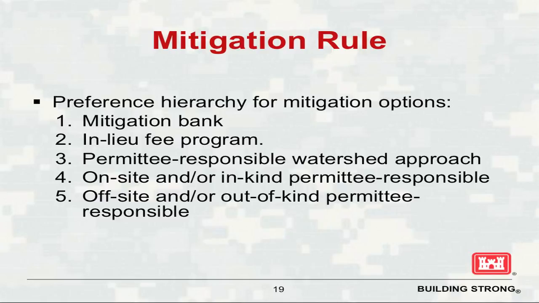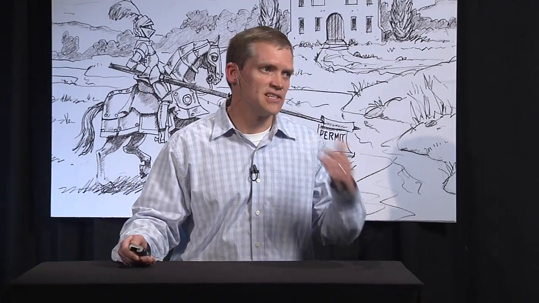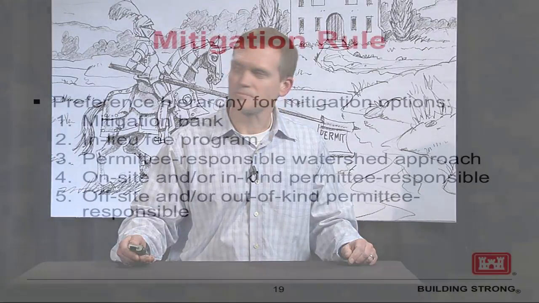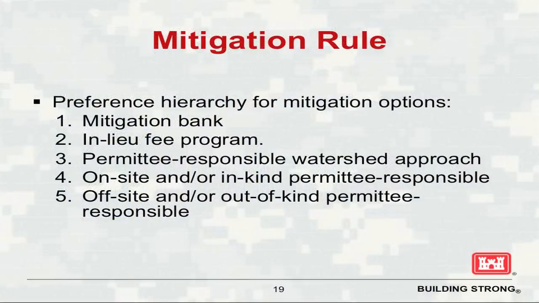So in 2008, the Corps did a really great thing. The mitigation rule got put out. And one of the great things about it is it provides this preference hierarchy for mitigation alternatives. And just so everybody's on the same page, a mitigation bank is number one, so that's the most preferred alternative, followed by in lieu fee, followed by different variations of permittee responsible. So a mitigation bank is basically where you have a private entity, and they're purchasing land and improving the aquatic resources on that property to generate mitigation credit that they can then sell to the permittee to offset his impact.